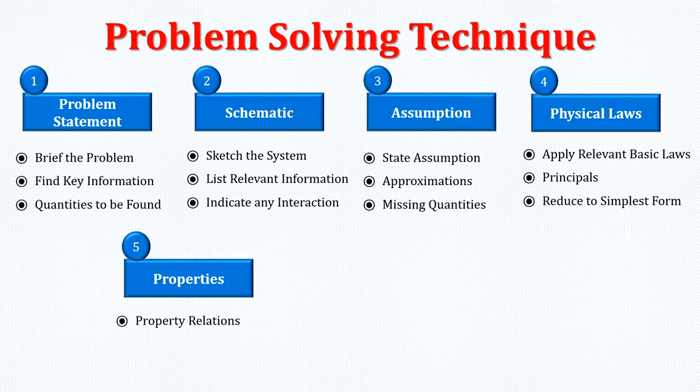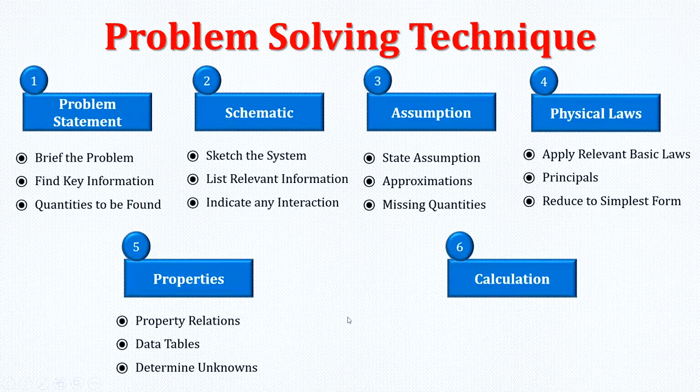So we have to identify property relations. Some data we have to get from data tables. These are empirical values. So from these data tables we can read the properties, and we can determine unknown properties from property relations and properties taken from data tables. That is step number 5.